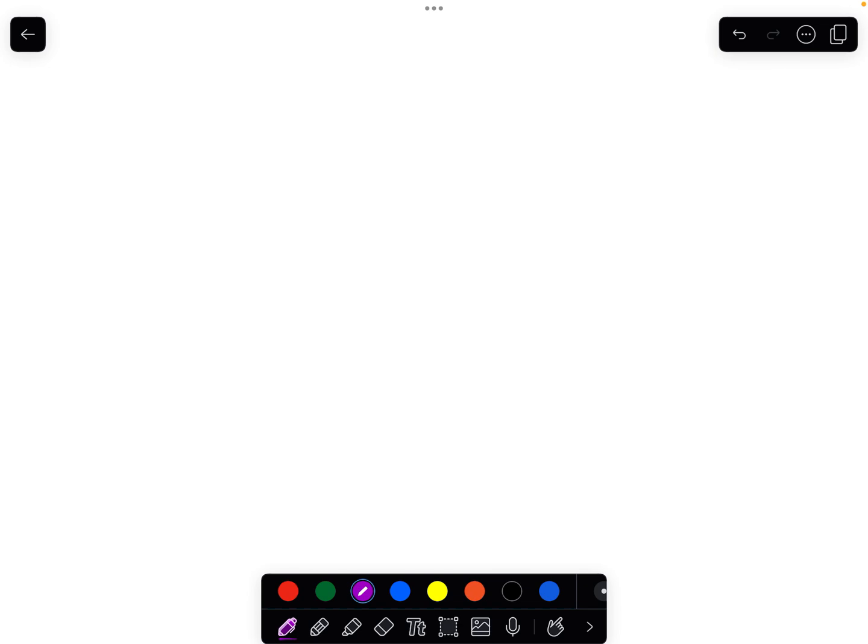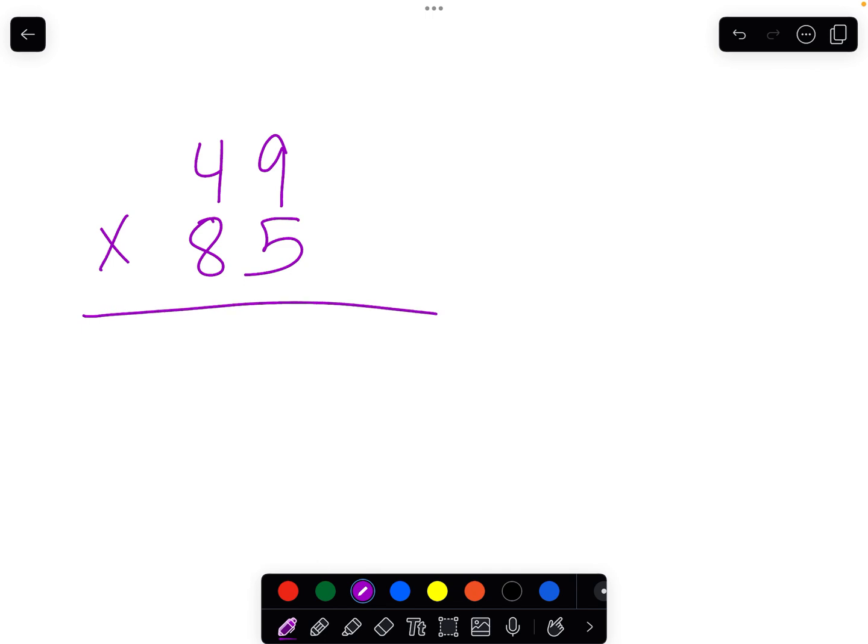Let's do a few more. Let's do 49 times 85. Some larger digits there. Okay, so what number do we start with? We start with the 5, the bottom number in the ones place. We're going to do 5 times 9, which is 45.